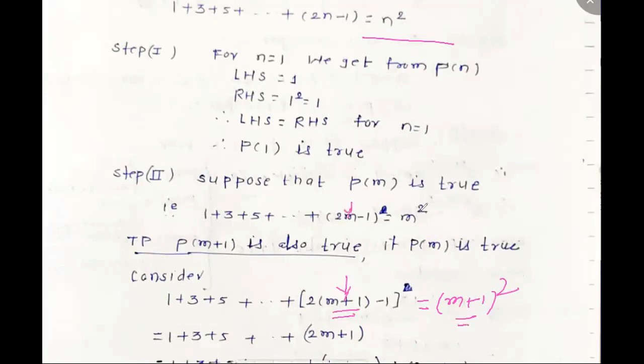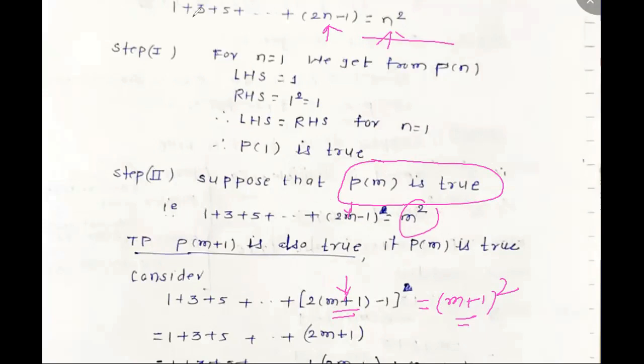So if it is n, the sum is n square. If it is m plus 1, the sum is m plus 1 square. So we will show that this sum is m plus 1 square, and for that we use the information that P of m is true, that is 1 plus 3 plus 5 plus last bracket twice m minus 1 is m square. So we will use this information to prove that Pn is true for the next value.